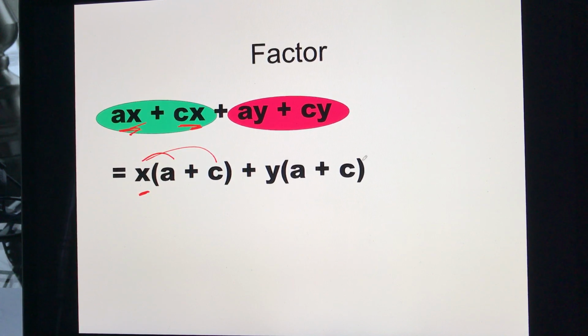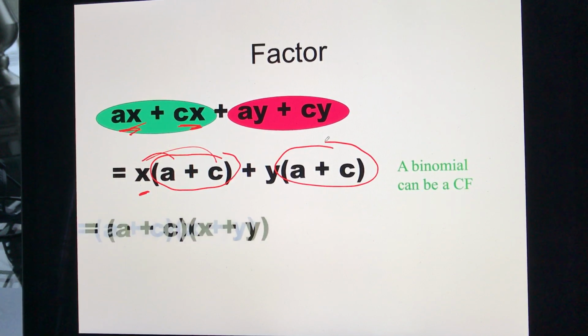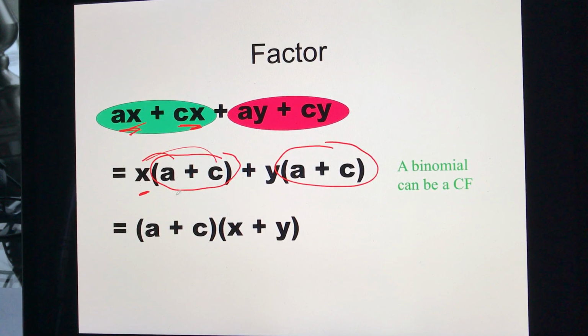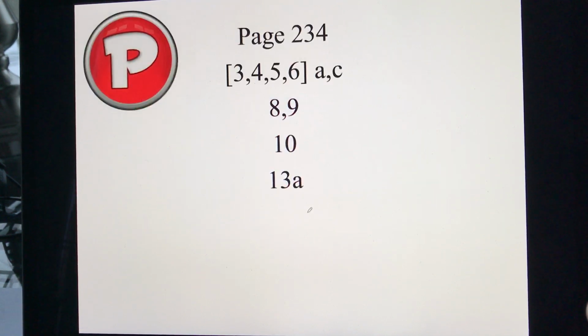And now we notice that a binomial, a plus c, is common to both of them. So a plus c can actually be a common factor. So I would then pull this a plus c out front as common and sit it over here. And then I'd say, well, what would I have left? I had the x here and I had the plus y there to finish that second bracket. Okay, that's it.